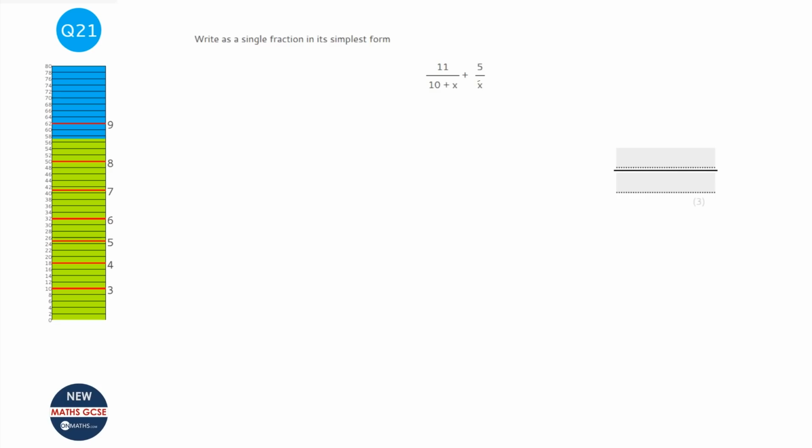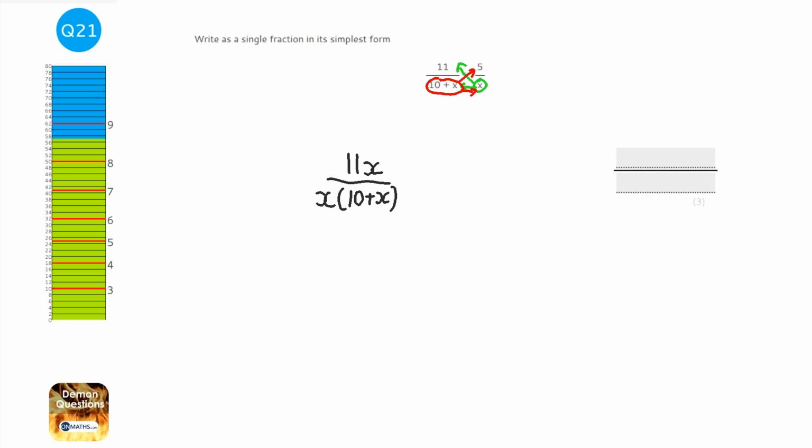Basically I'm going to times both top and bottom of this side by x, and then both top and bottom of the other side by 10 plus x. So 11 times x over this 10 plus x by x as well. Now I've kept that fraction the same because I've timesed top and bottom by the same thing, so it's the same fraction. That's important, that you don't change the fraction. Then I'm going to times the 5 by the 10 plus x, and I'm going to times the x by the 10 plus x.